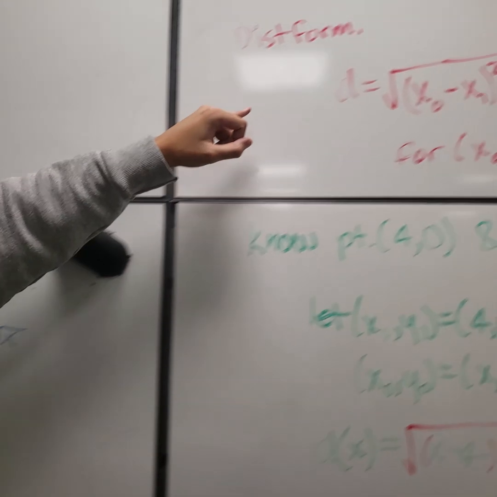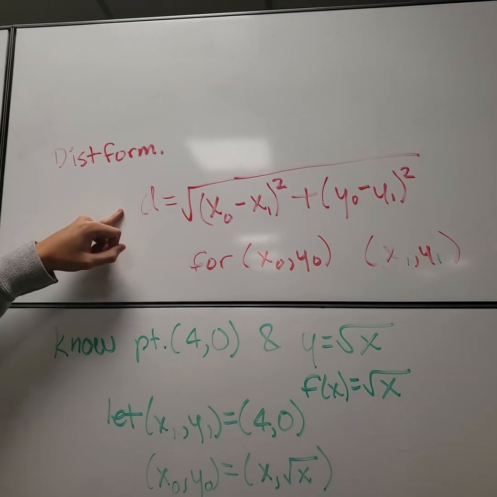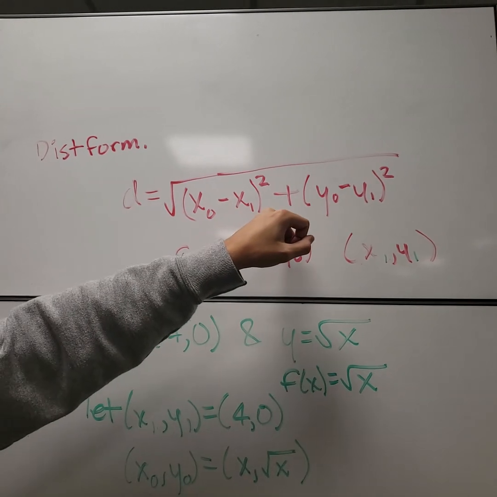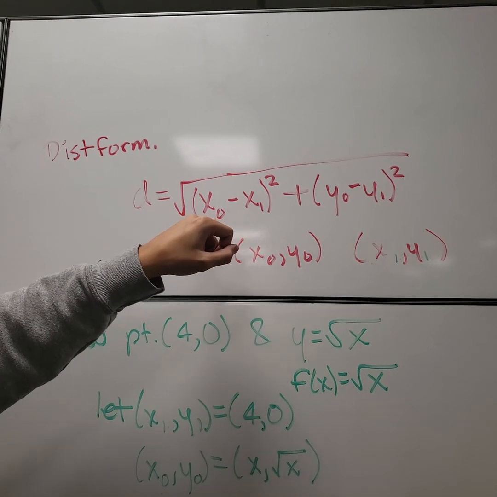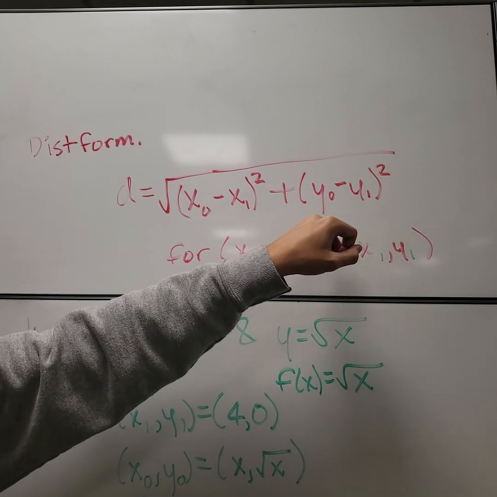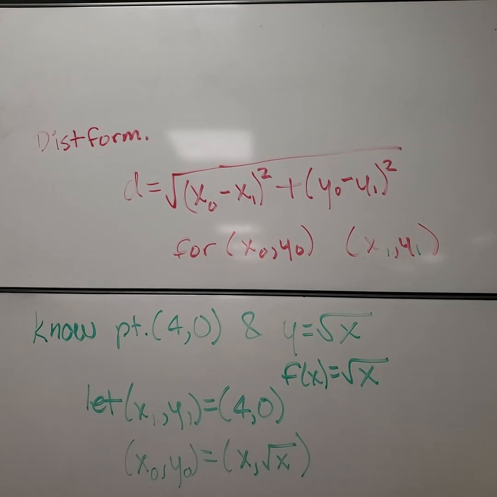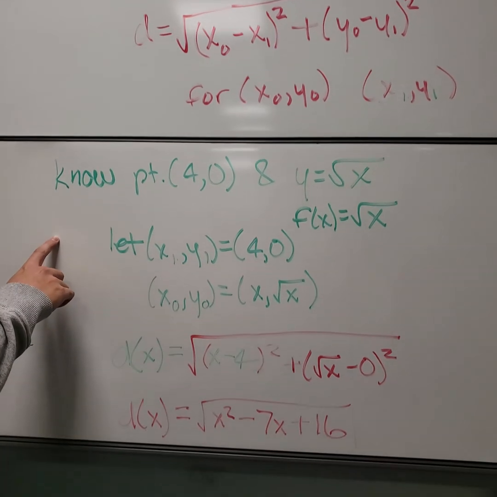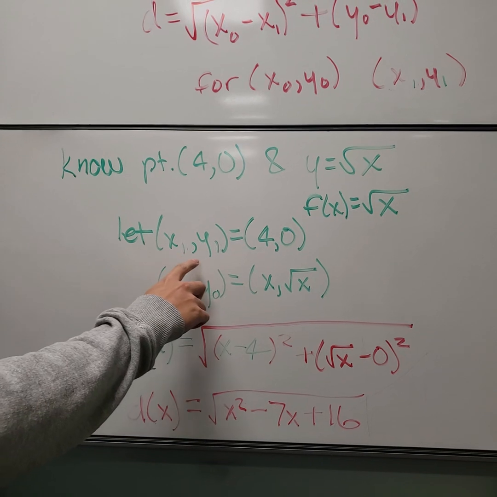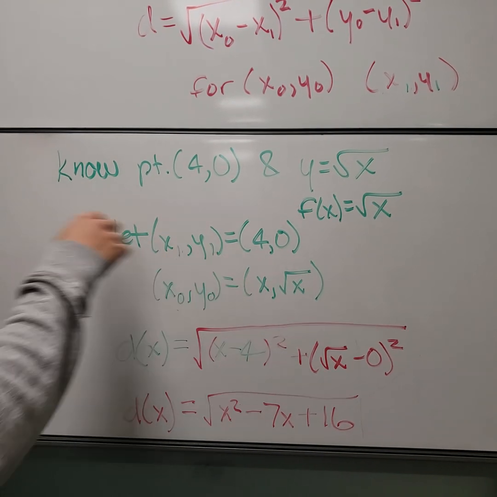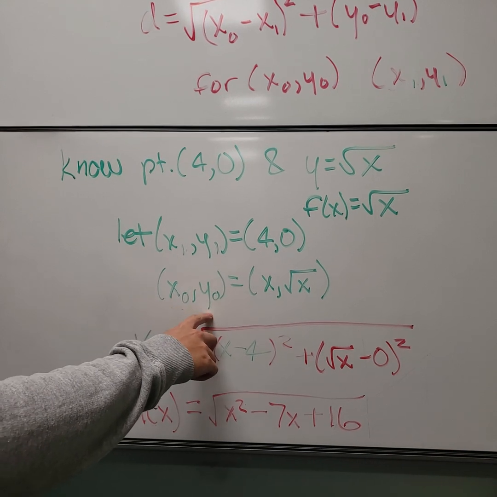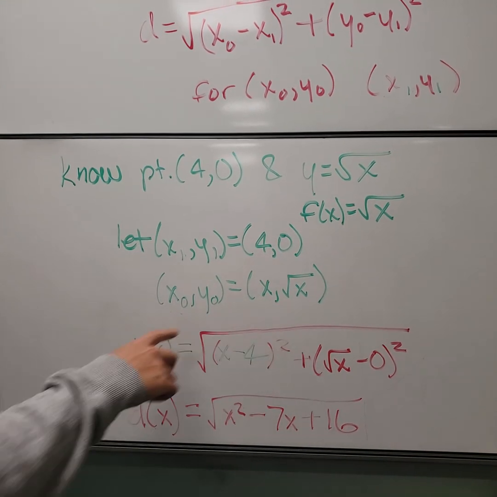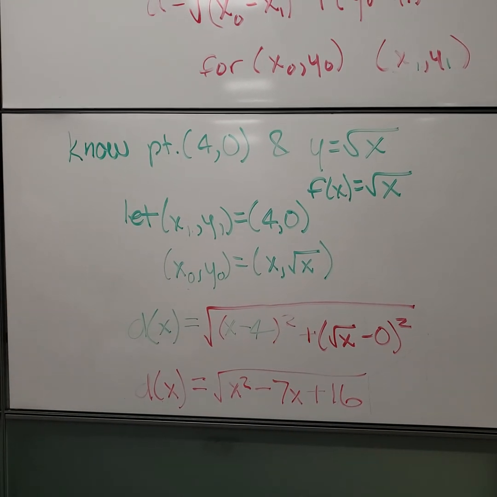Now we started off with finding a distance formula, which we found to be the square root of (x0 minus x1) squared plus (y0 minus y1) squared. Then we set our points equal: x1 and y1 equal the point (4, 0) from the known equation, and x0, y0 we set equal to x and square root of x from the equation we know.